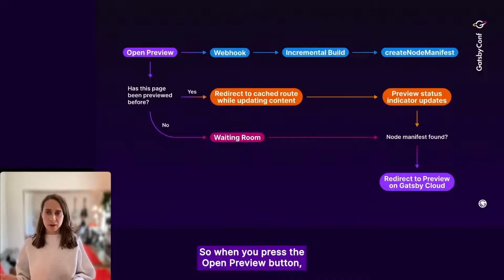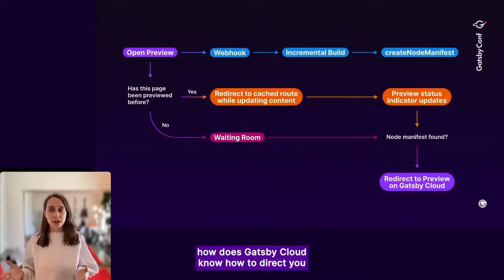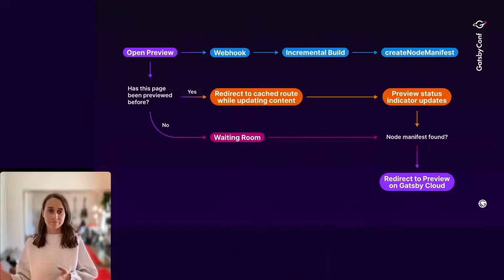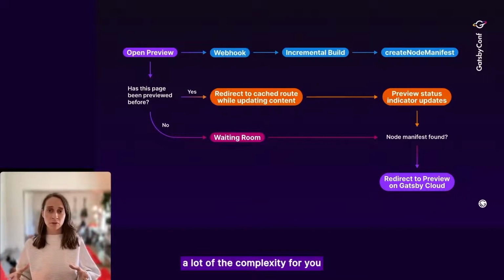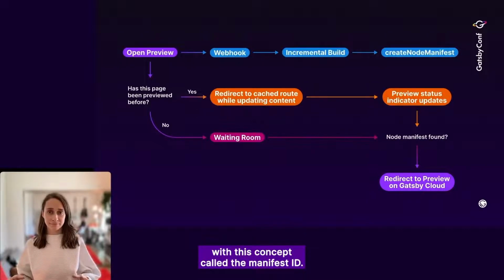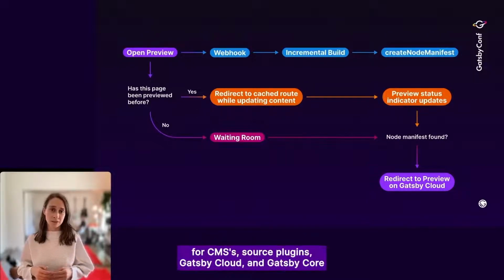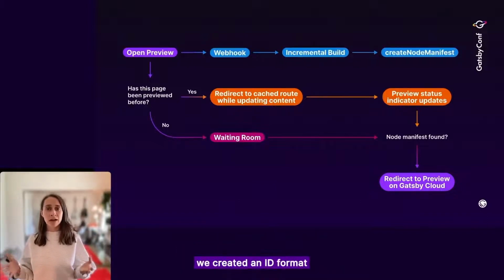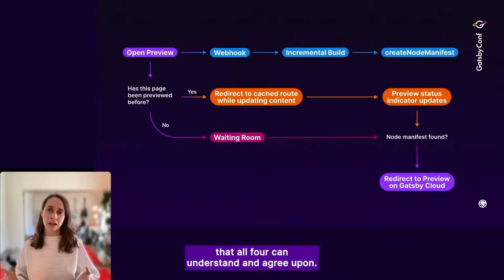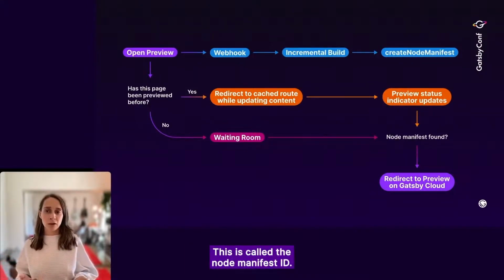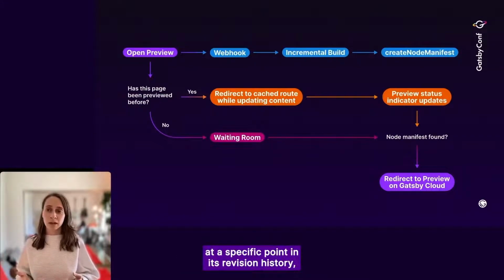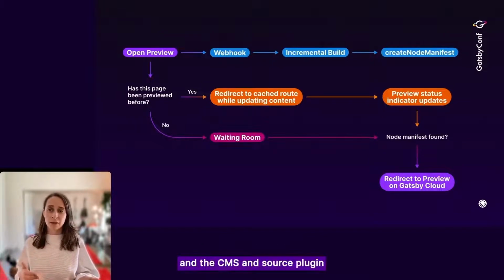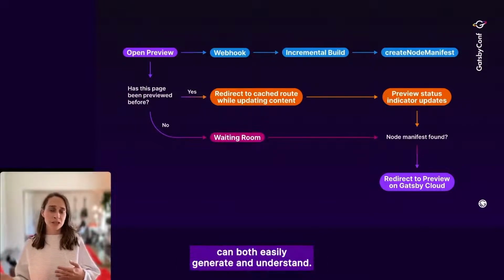So when you press the Open Preview button, how does Gatsby Cloud know how to direct you to the right previewed content? Gatsby Cloud really takes away a lot of the complexity for you with this concept called the Manifest ID. In order to make this system work for CMSs, source plugins, Gatsby Cloud, and Gatsby Core all at once, we created an ID format that all four can understand and agree upon. This is called the Node Manifest ID. This is an ID which is tied to a specific node at a specific point in its revision history. And the CMS and source plugin can both easily generate and understand.